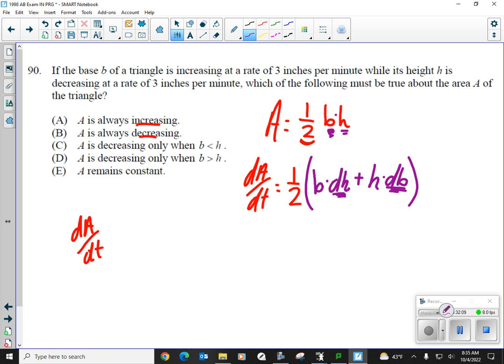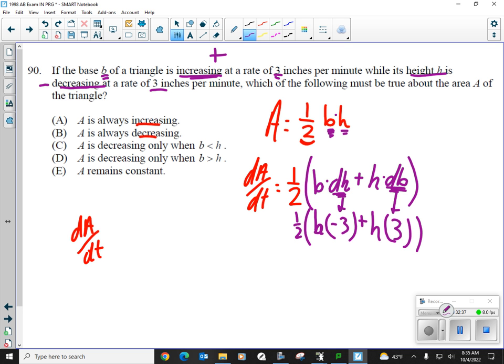So what do I know? All right, well, the base of the triangle is increasing. That's positive 3 inches. So db is a positive 3 times h. Okay? And the height is decreasing. That's negative 3. Okay? So the height is negative 3 times b. And of course, this is all still times 1/2. So I've got 1/2 of negative 3b and then a positive 3h. All right, that's what we've got so far.